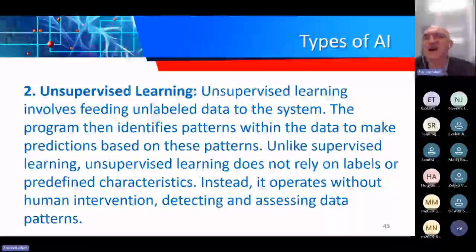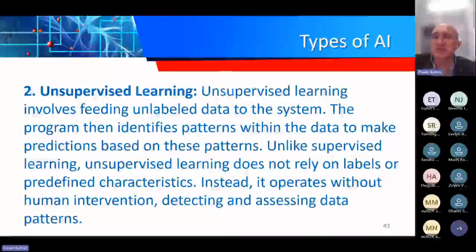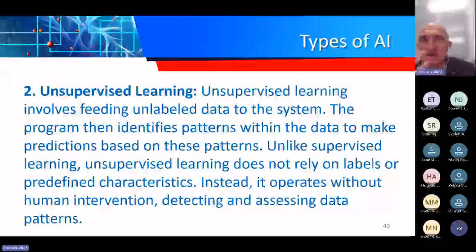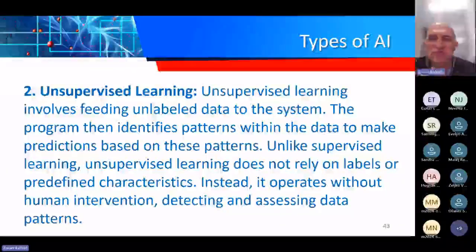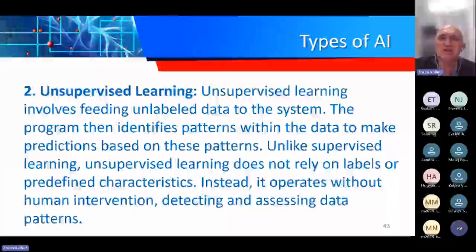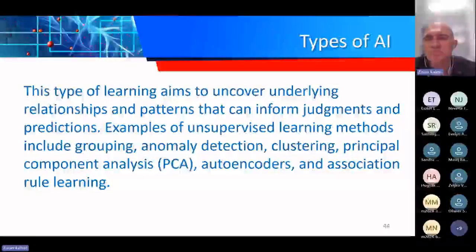Another type of artificial intelligence is unsupervised learning, and here we feed unlabeled data, meaning that we don't have outputs. We just have data about some elements, and we don't have some predicted or desired output or outcome. The system itself then tries to identify the logic or the patterns among data, and to make predictions based on these patterns.